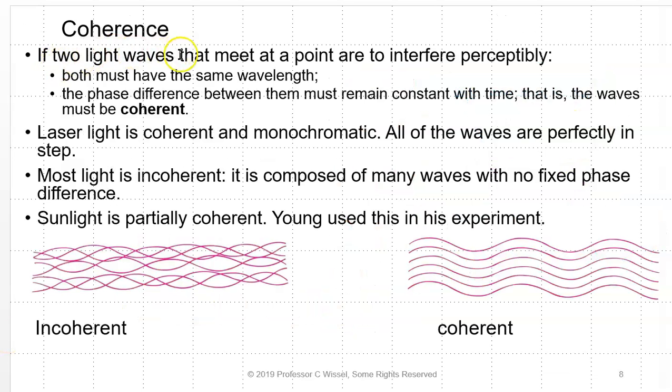Now, coherence. If two light waves meet at a point and are to interfere properly, they both must have the same wavelength. The phase difference between them must remain constant with time. That is, the waves must be coherent. Laser light fulfills both of these things. It is coherent and monochromatic. All the waves are perfectly in step. Most light is incoherent. It's composed of many waves with no fixed phase difference. Sunlight is partially coherent, and Young used this in his experiment.